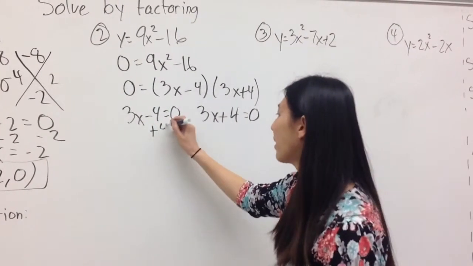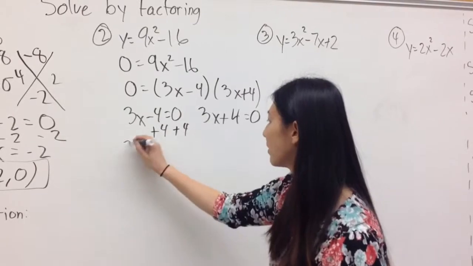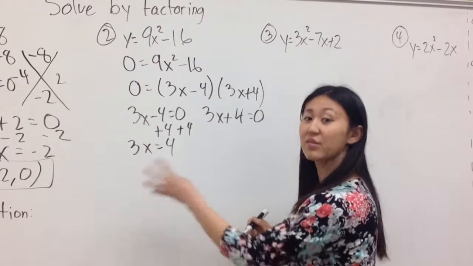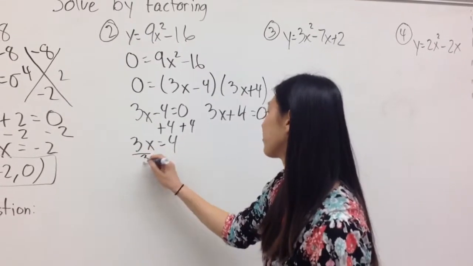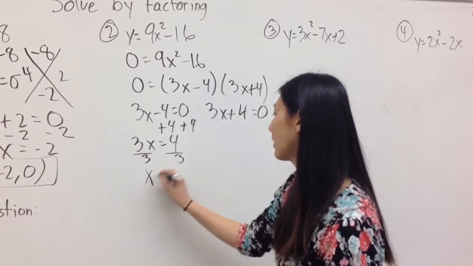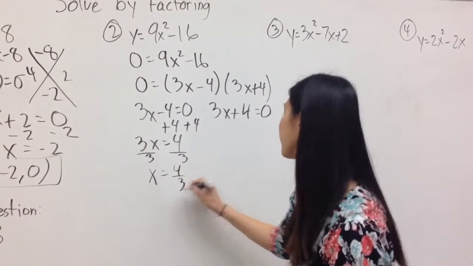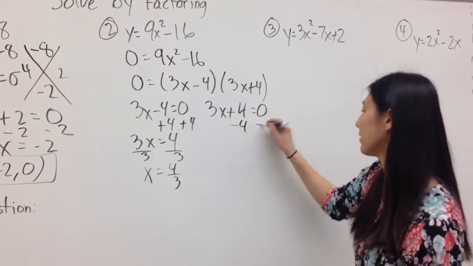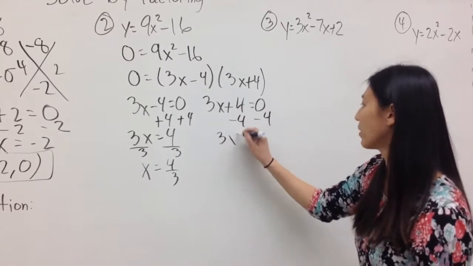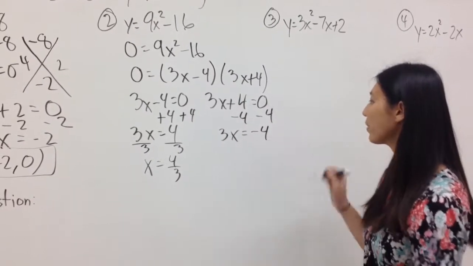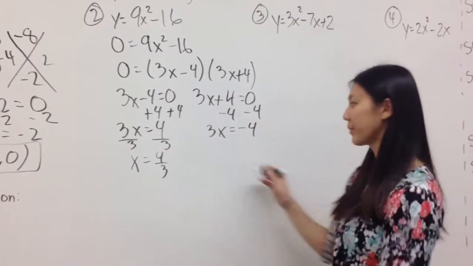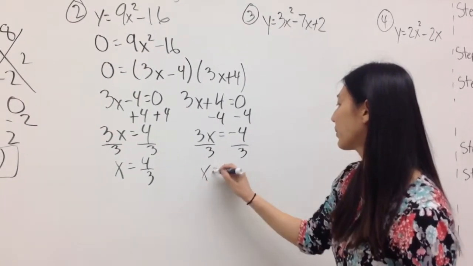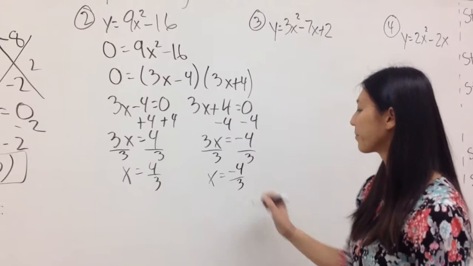So this one, I'm adding 4 to both sides. And x is still not by itself, so I need to divide by 3 on both sides. So we get x is equal to 4 over 3. Same idea here. We subtract 4 from both sides here. So we get 3x is equal to -4. And again, I need to divide by 3 on both sides here. So I get x is equal to -4 over 3.